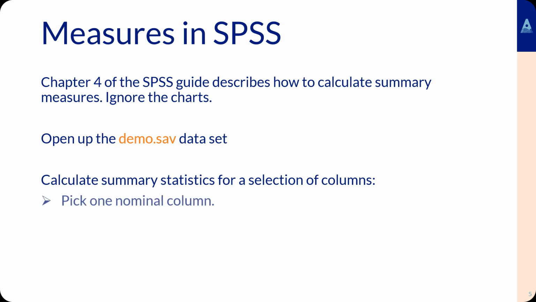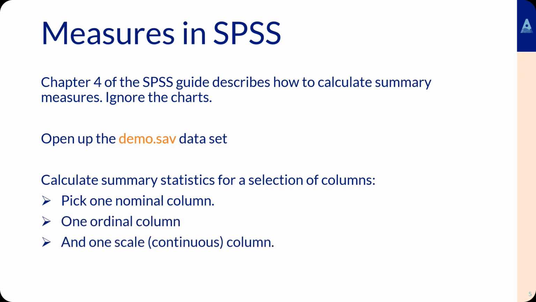Just for yourself, pick one nominal column in the dataset, one ordinal column, and one scale column, run summary statistics for the three of them and take a look at the output. The output you generate is an SPV file, of course, but you can also export that to PDF. But take a look at that and see if anything comes up that you want to raise in the discussion.